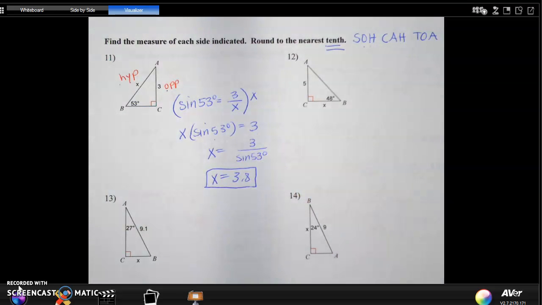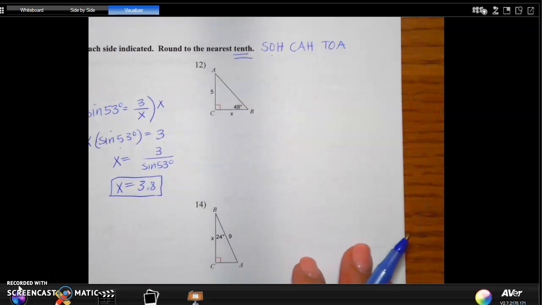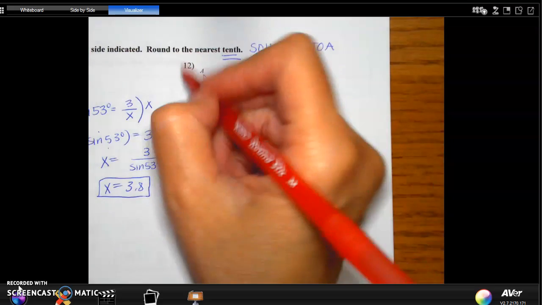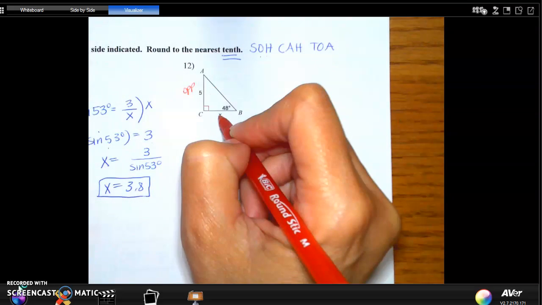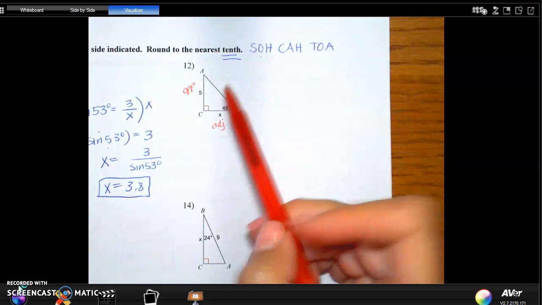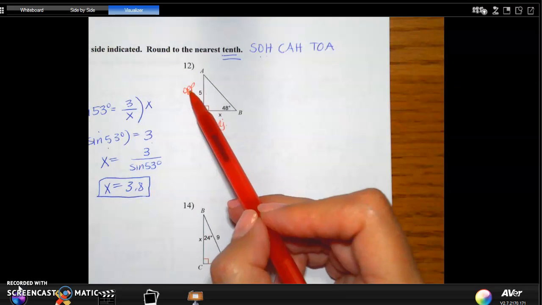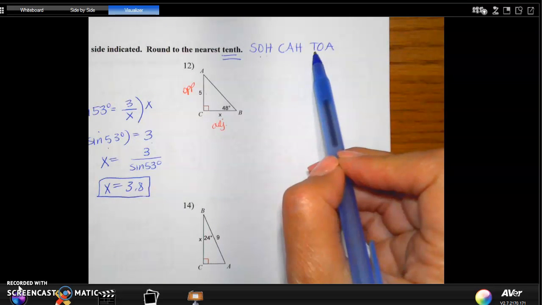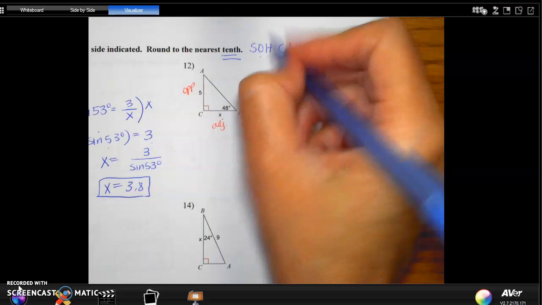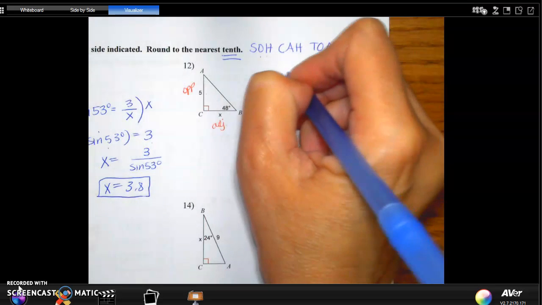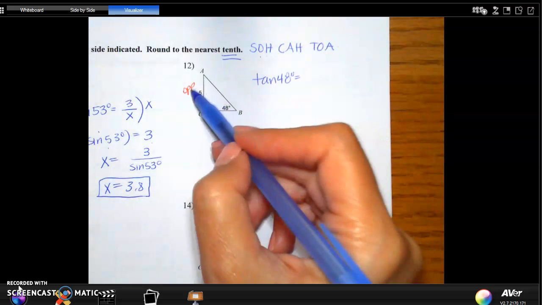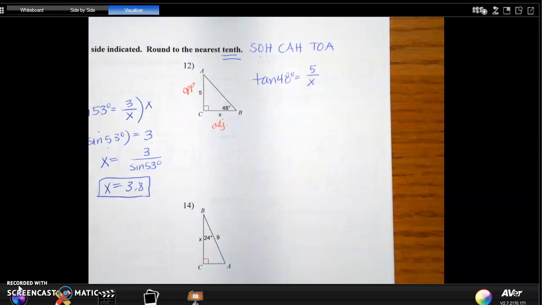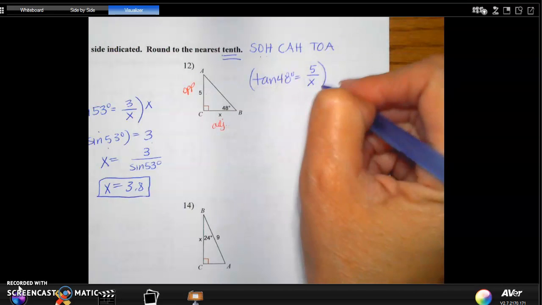And then we'll jump over to this one, number 12. So for 12, we have our angle, we walk across, we have the opposite side, and we also are looking for the adjacent. So this problem doesn't care about the hypotenuse at all. We care about opposite and adjacent. That means for us we're going to use our tangent function because it uses opposite and adjacent. So we're going to say the tangent of 48 degrees equals the opposite side, which is 5, over the adjacent, which is x.